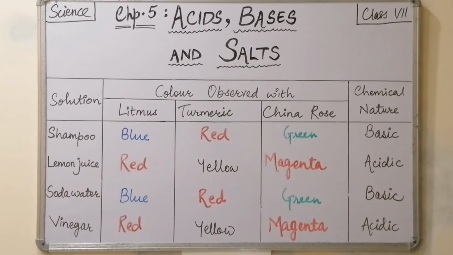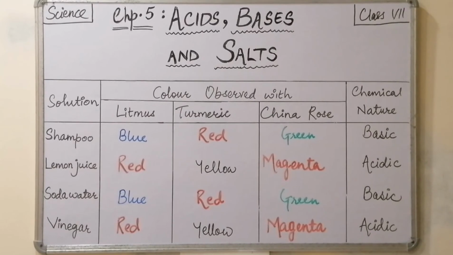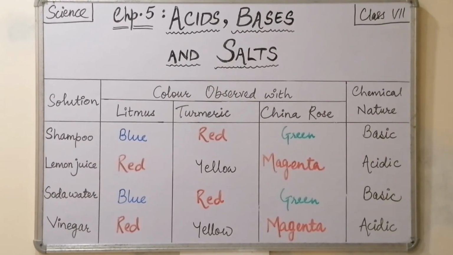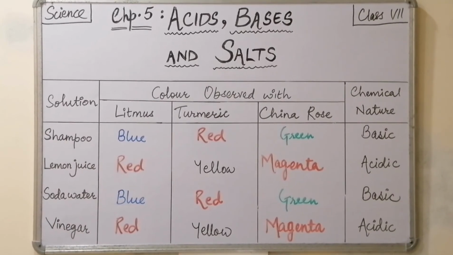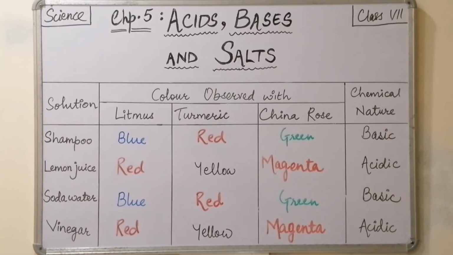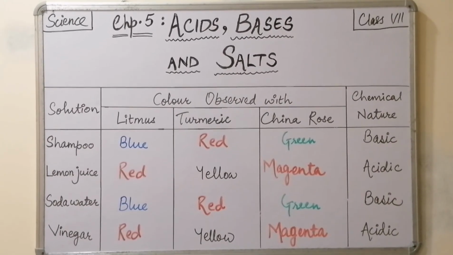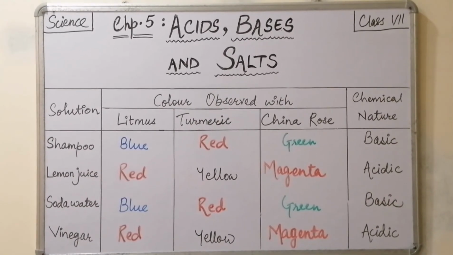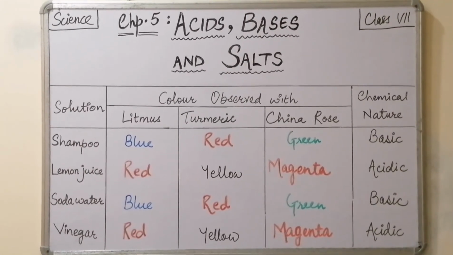Similarly, the China rose indicator gives green color in shampoo and soda water, whereas lemon juice and vinegar give a magenta color when China rose indicator is used. So depending upon all these observations, we can find out that shampoo and soda water are basic in nature, whereas lemon juice and vinegar are acidic in nature. So with this, we have completed learning about acids, bases, and how they could be identified.